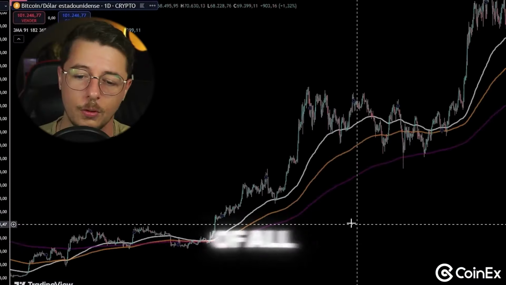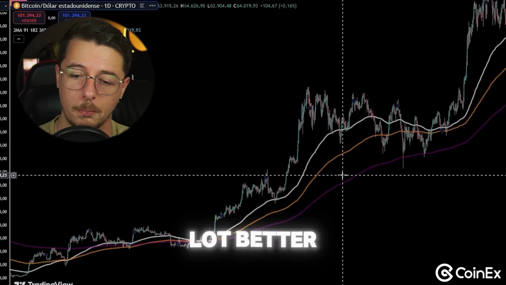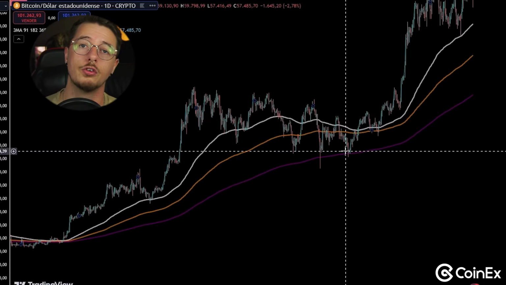Today I want to show you the easiest strategy that I use to buy Bitcoin in the long term. First of all, we need to come to a daily time frame, because on a daily time frame the confirmations are a lot better. And once we're here, we're going to use two indicators.